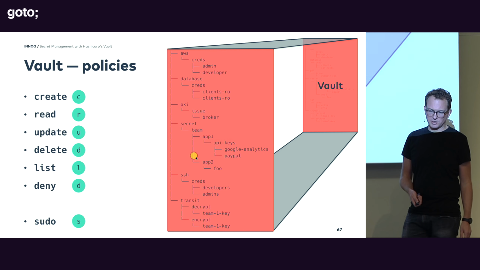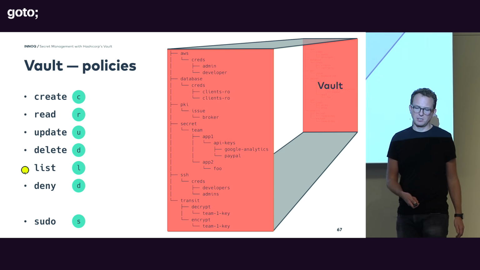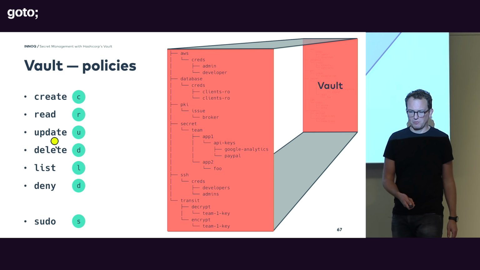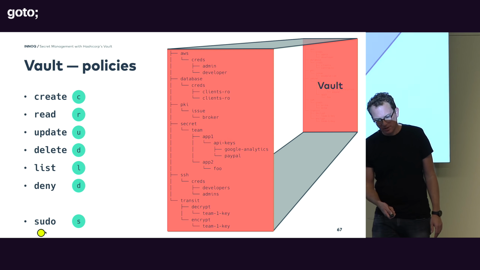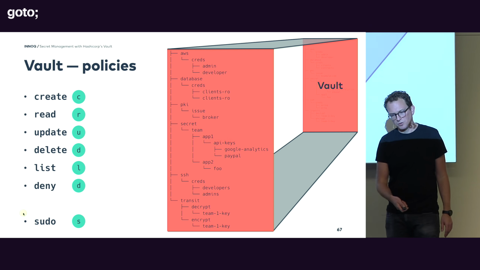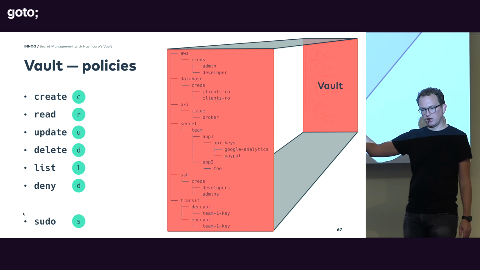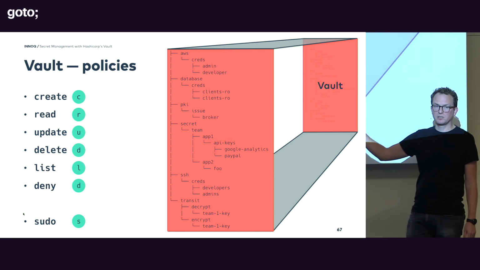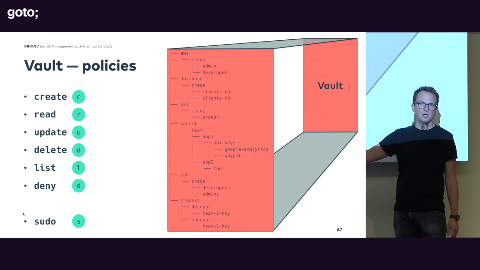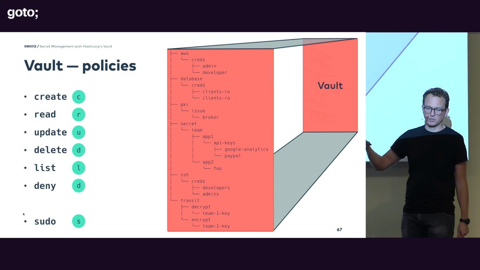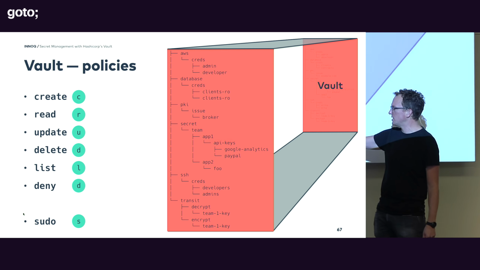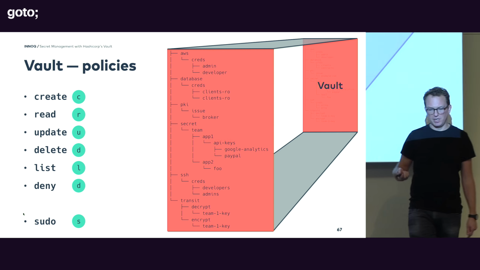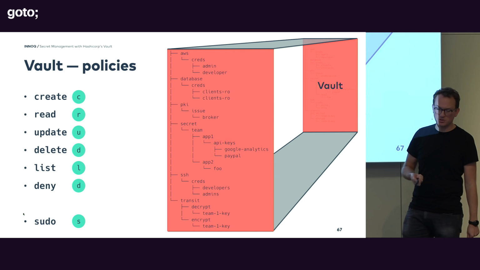And those are the usual suspects here: create, read, update, delete, list, deny. I think everybody can probably understand what they mean. There's a special permission called sudo, because there are some paths in Vault which should only be accessible to admin users. For example, switching the audit log on and off can be done via the REST API as well, and that should only be accessible by admin users.